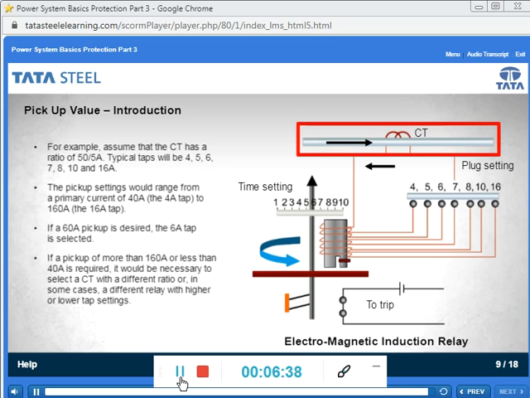If a pickup of more than 160 ampere or less than 40 ampere is required, it would be necessary to select a CT with a different ratio or, in some cases, a different relay with higher or lower tap settings.